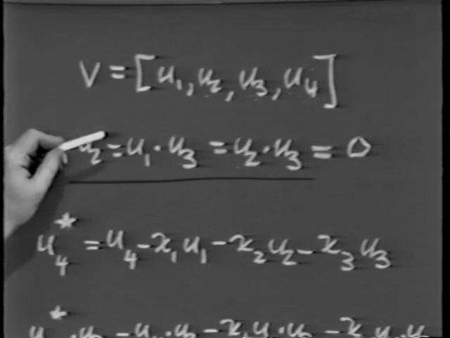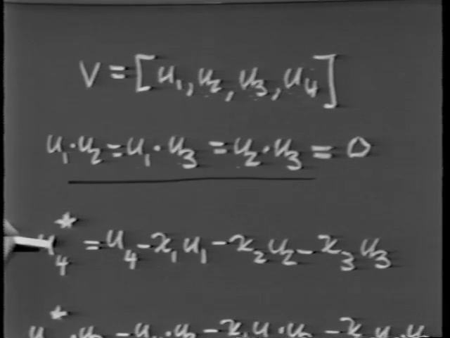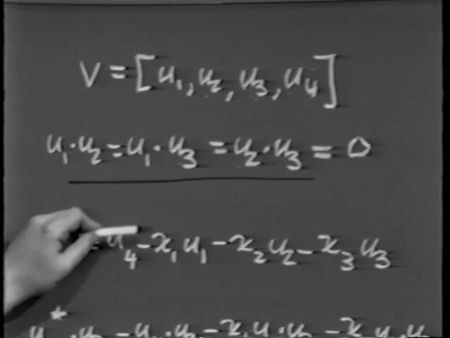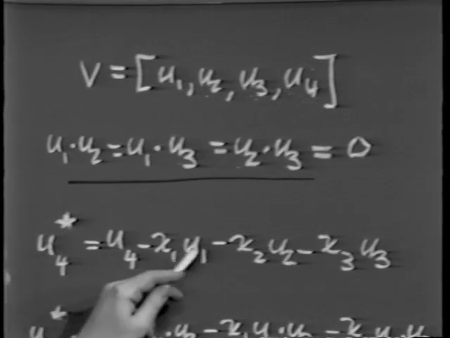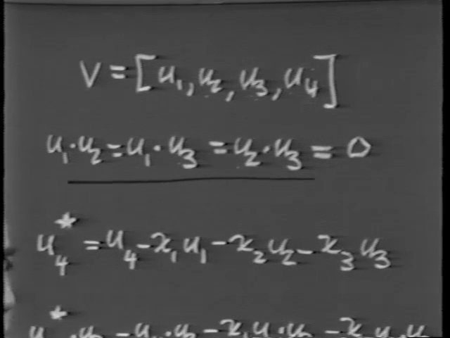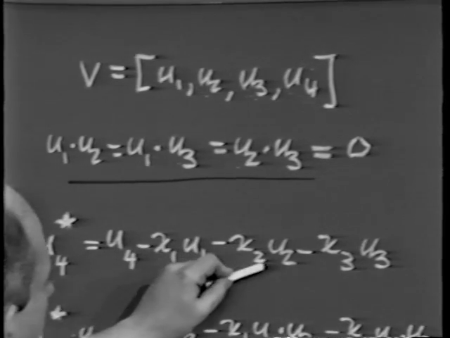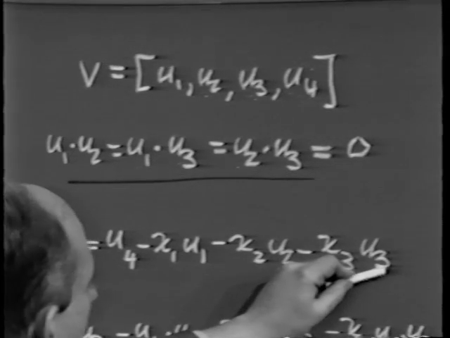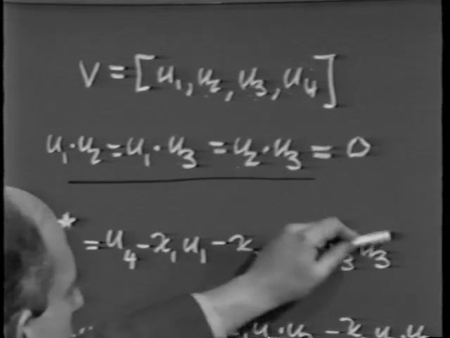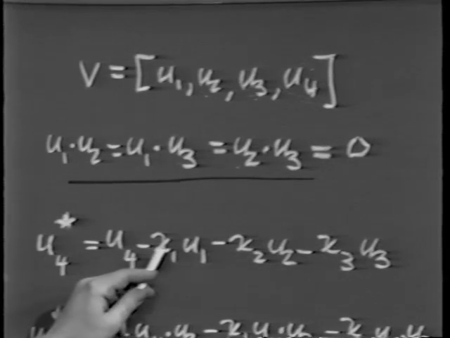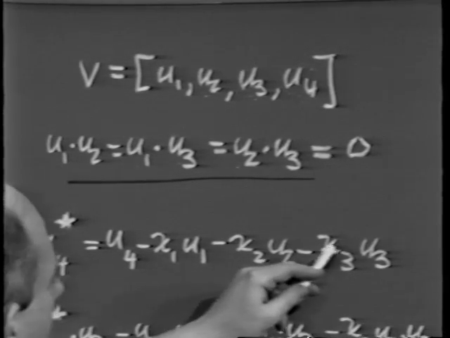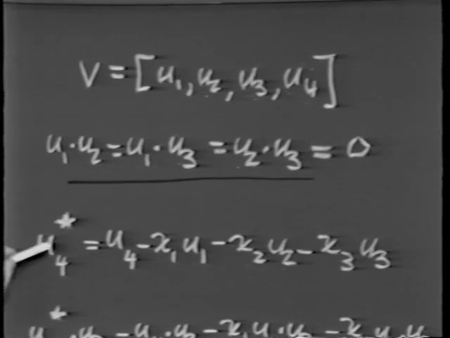Well, the way I proceed is I use the fact that whenever I replace a vector by itself plus or minus a linear combination of the other vectors, I don't change the space spanned by the vectors. So what I say is, let u4 star be u4 minus x1 u1 minus x2 u2 minus x3 u3. You see, I'm modeling this after what I did in the two-dimensional case. What I want to do is determine x1, x2, and x3 such that u4 star·u1, u4 star·u2, and u4 star·u3 will all be 0.